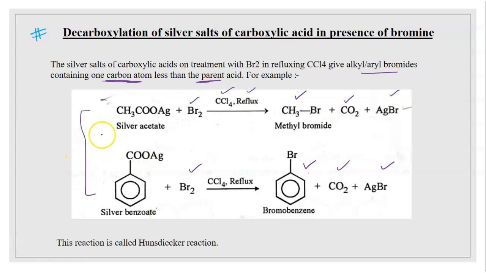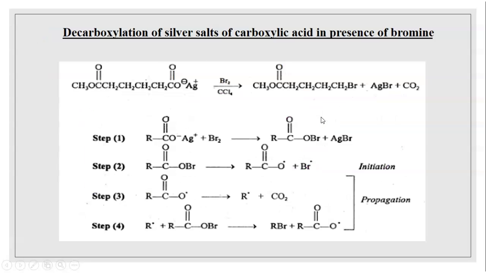Okay. See, parent acid में यहाँ पे आपके पास कितने थे? 2 कार्बन एटम थे. यहाँ पे कितना है? 1 है. यहाँ पे भी आपके पास कितने हैं? 7. यहाँ पे कितने होंगे? 6 होंगे आपके पास. Okay. So that is something to remember.